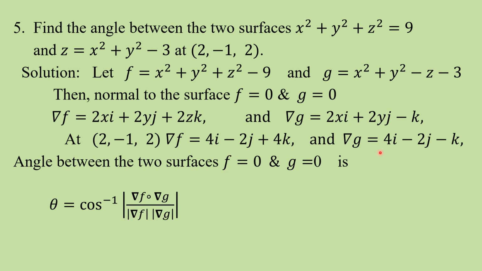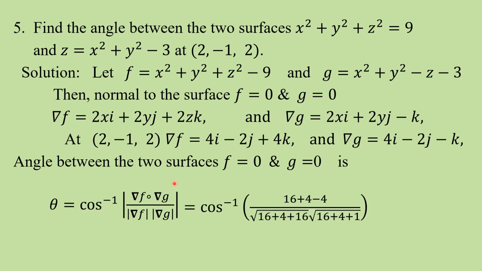So the magnitude of del f and magnitude of del g we have to find. The dot product between these two vectors is 4 into 4, 16, minus 2 into minus 2, plus 4 into minus 1, that is minus 4. So 16 plus 4 minus 4, divided by the magnitude of each, that is square root of 4 square plus minus 2 the whole square plus 4 square, that is 16 plus 4 plus 16, into the magnitude of this, which is square root of 16 plus 4 plus 1, simplifies to 8 by 3 root 21. So the angle between two surfaces f and g at the point (2, -1, 2) is cos inverse of 8 by 3 root 21.